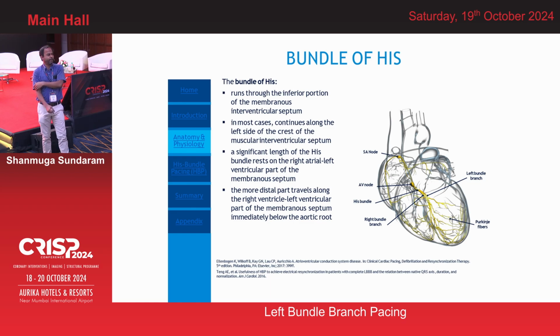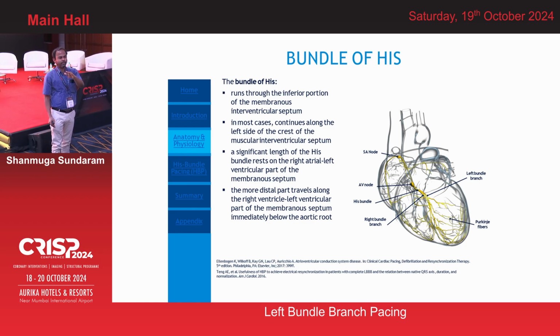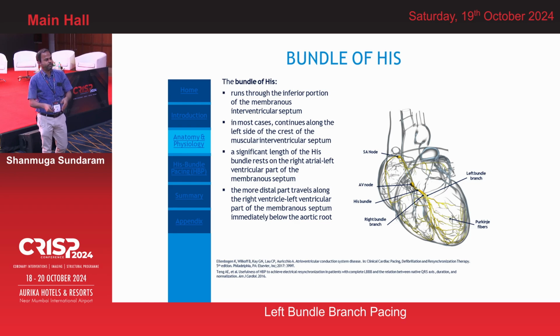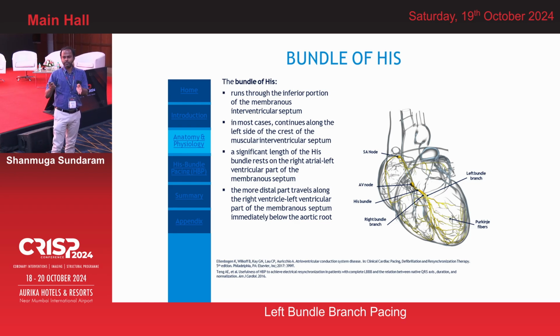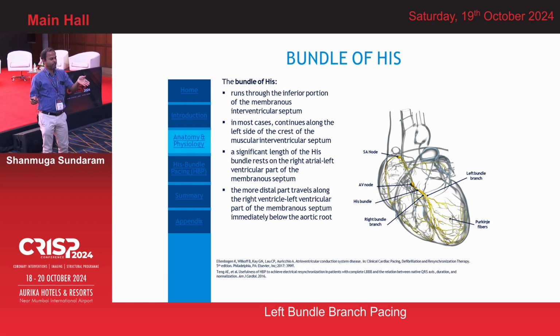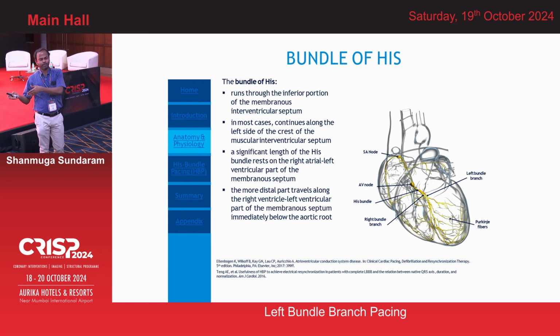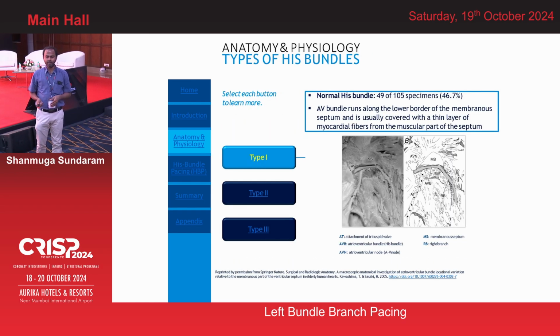So basically the his bundle fibers over the membranous component go into the crest of the interventricular septum, where it divides into right bundle and left bundle. So obviously the right bundle will be on the right side of the interventricular septum, and the left bundle will be on the left side of the interventricular septum.